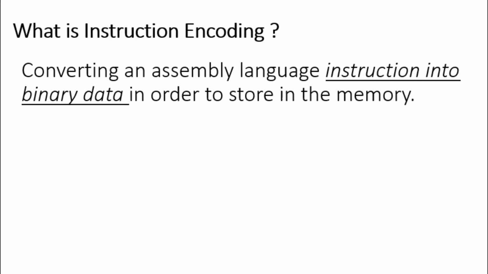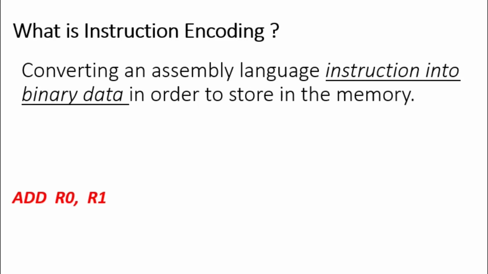What is instruction encoding? Instruction encoding is nothing but whatever instructions we write in assembly language have to be converted into binary data in order to store in the memory, because memory can store only binary information, and the instructions we write in assembly language will be in English. For example, there is an instruction add R0 R1. The word add or addition is actually an English word which has meaning for a programmer, but the processor does not understand the meaning of ADD.